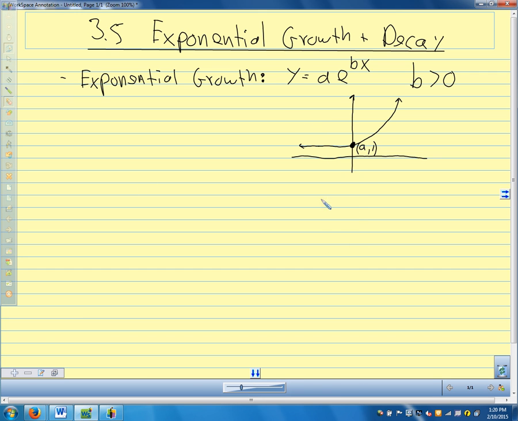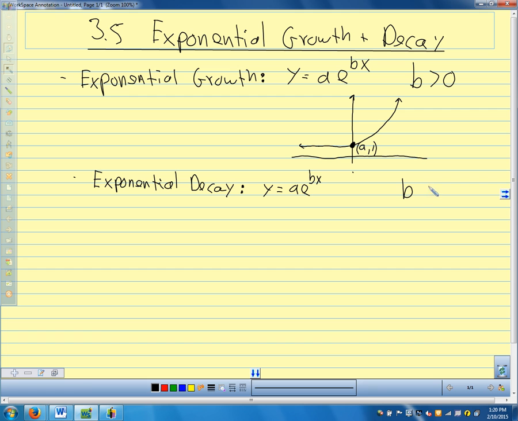And then we're also going to work with exponential decay. Same equation, y equals a e to the b x. But for exponential decay, we're going to say b is negative, so our exponent is negative. And exponential decay is always going to look more or less like this. And we still get the same intercept, because when we plug in x equals 0, that becomes 1, and we still get the point (0, a). So those are the two kinds of models that we're going to concentrate on today.